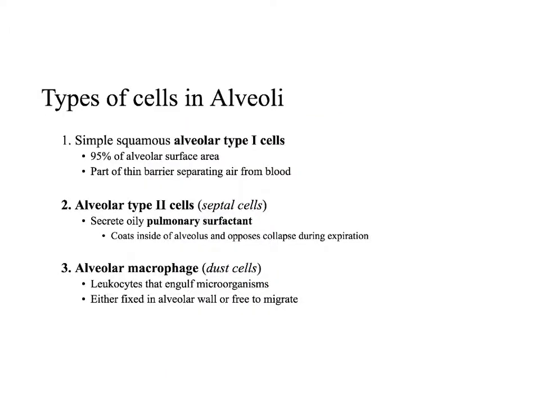So, more details about the cells. The simple squamous cells are also called alveolar type 1 cells. They are the majority of the alveoli. They're the really thin barrier that's going to separate the air from the blood. Now alveolar type 2 cells are sometimes called surfactant cells, and what they do is they actually release a surfactant.